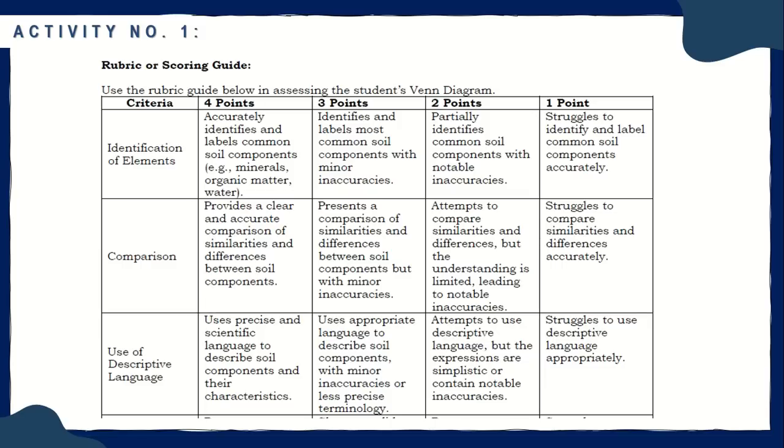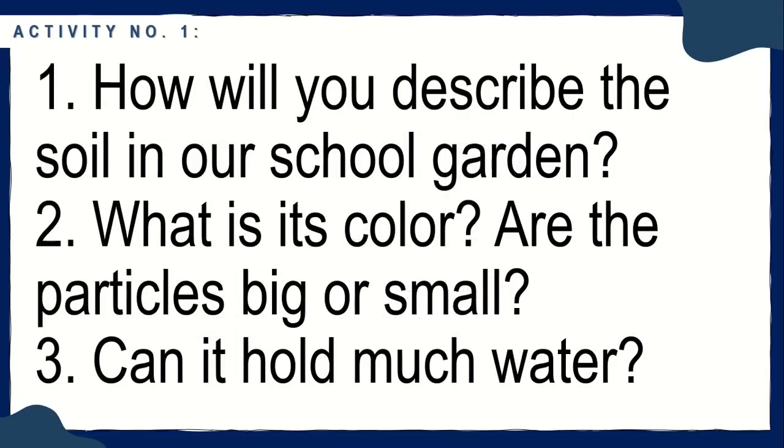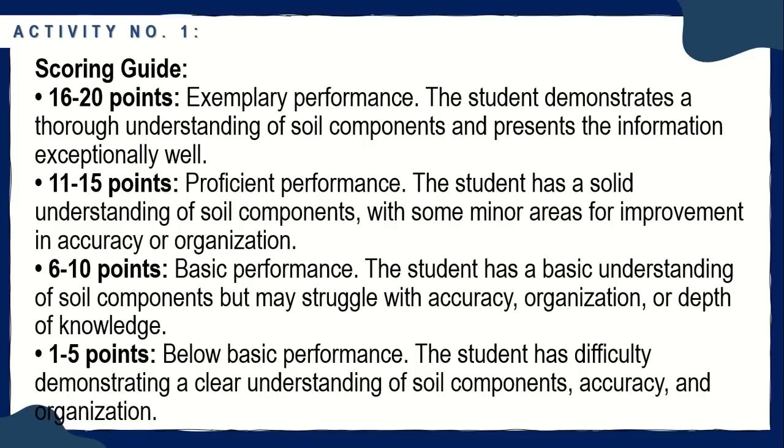For the criteria, we have identification of elements, comparison, use of descriptive language, understanding of concepts, and neatness and organization. How will you describe the soil in our school garden? What is its color? Are the particles big or small? Can it hold much water? Here are the scoring guide.